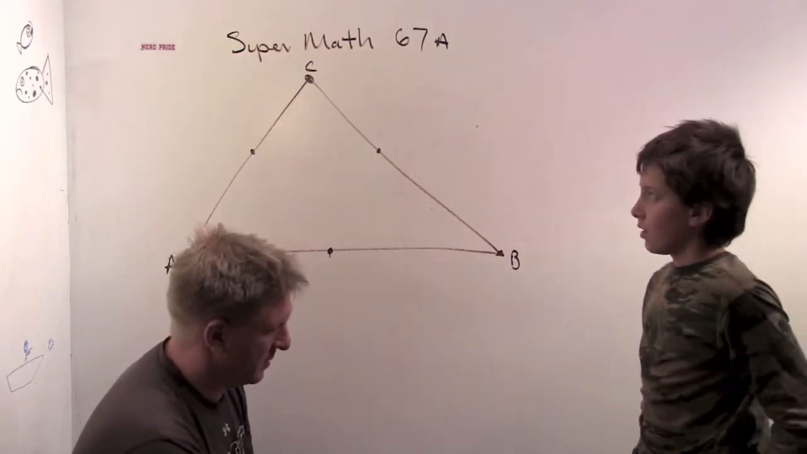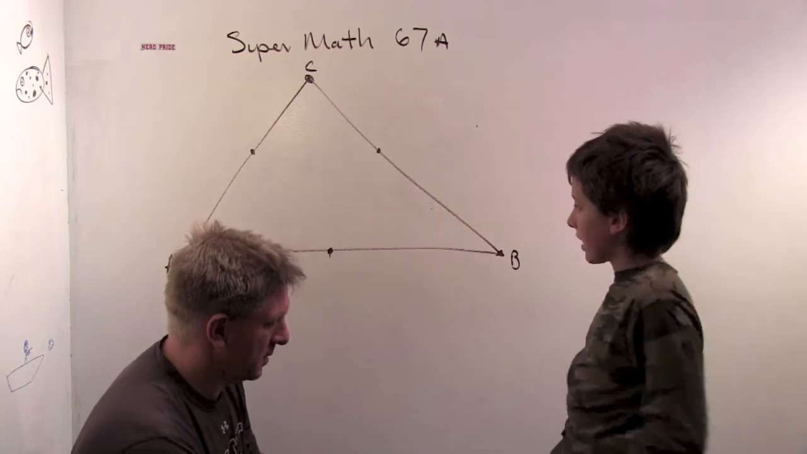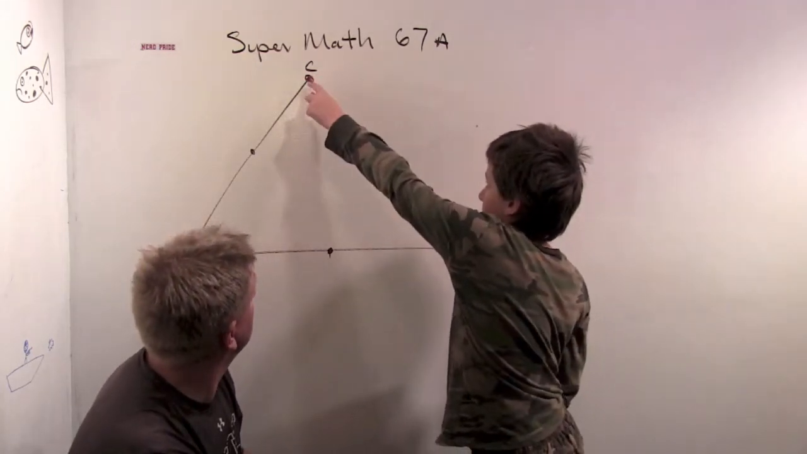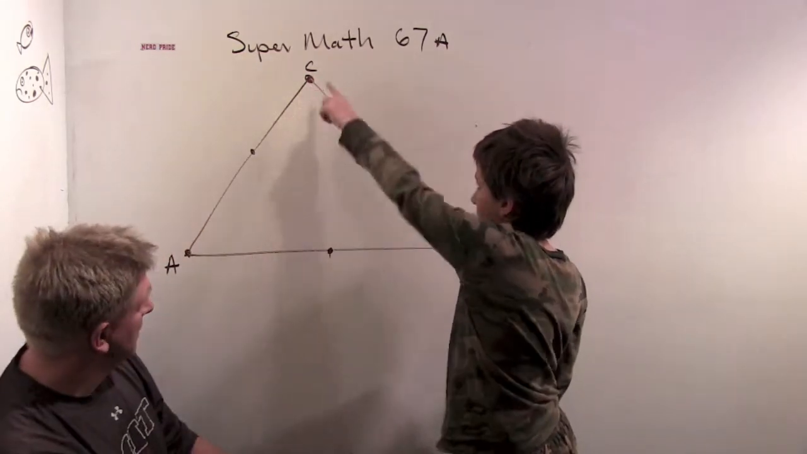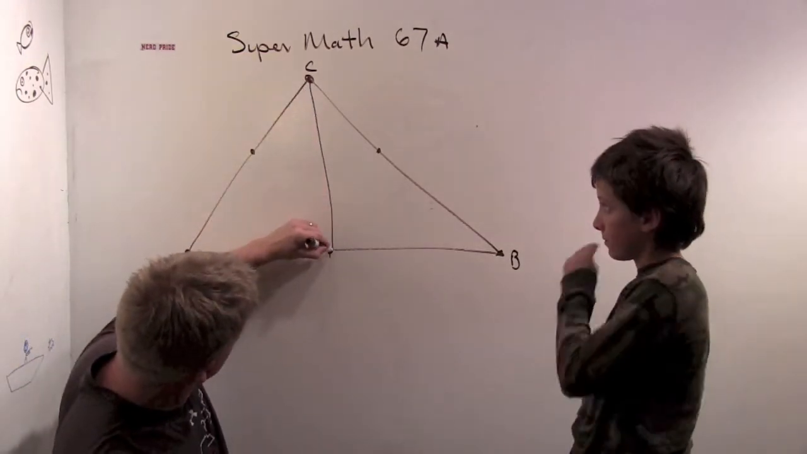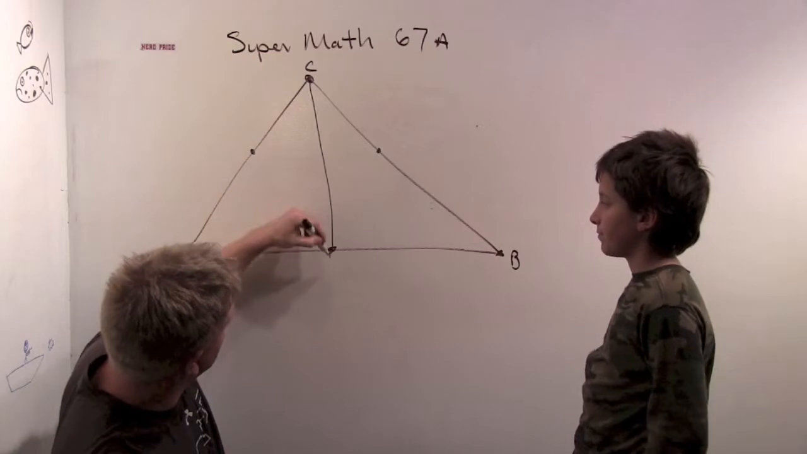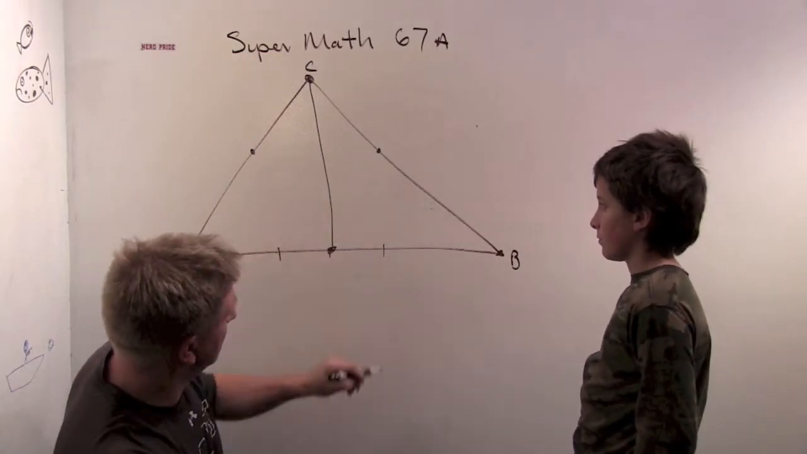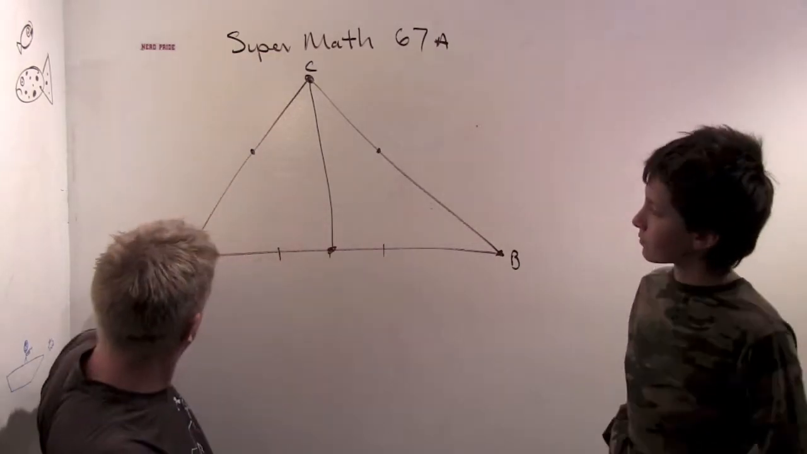What are medians? They're a line segment coming off from, say, C, and hitting the midpoint of line AB. They're the line segments that go from the vertex to the middle of the opposite side, so it divides the opposite side in half.